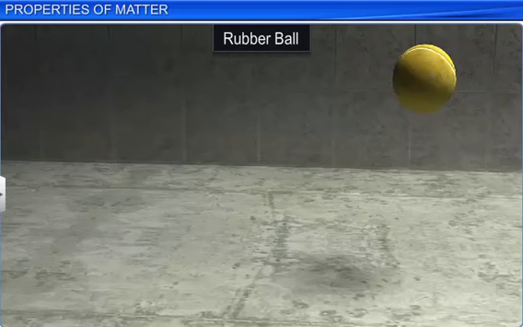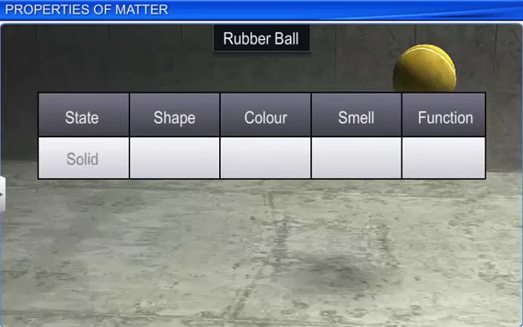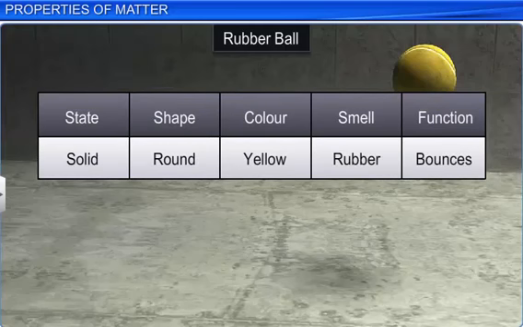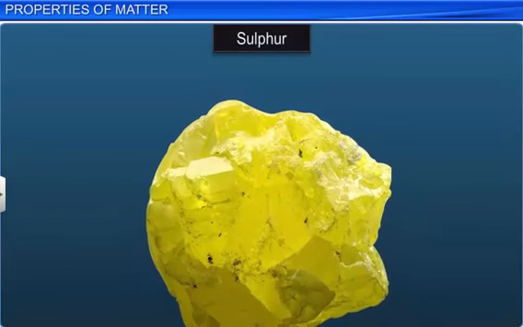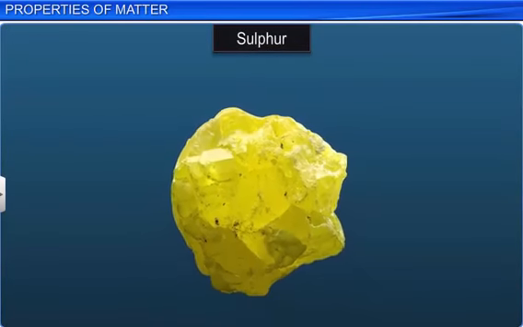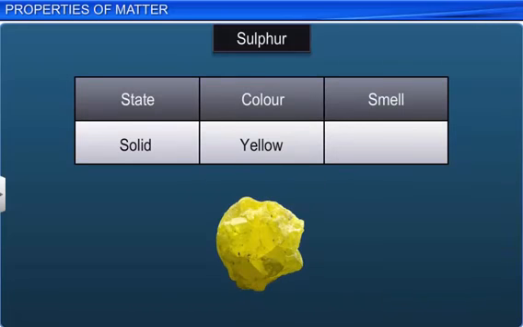By looking at and feeling the ball, we can see that the ball is a solid. It is round and yellow in color. It smells like rubber and it bounces. Now, let's observe this block of sulfur. We can say that sulfur is a yellow solid crystal and has a strong odor.